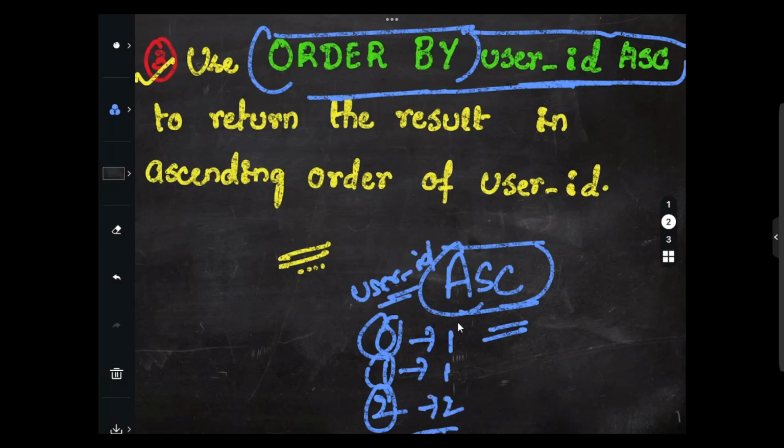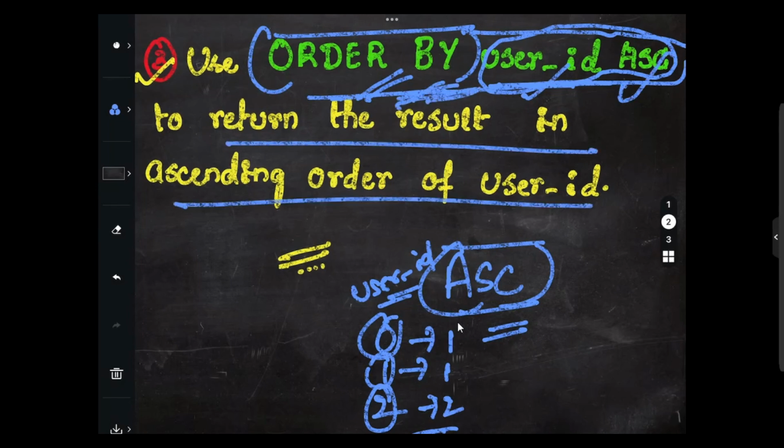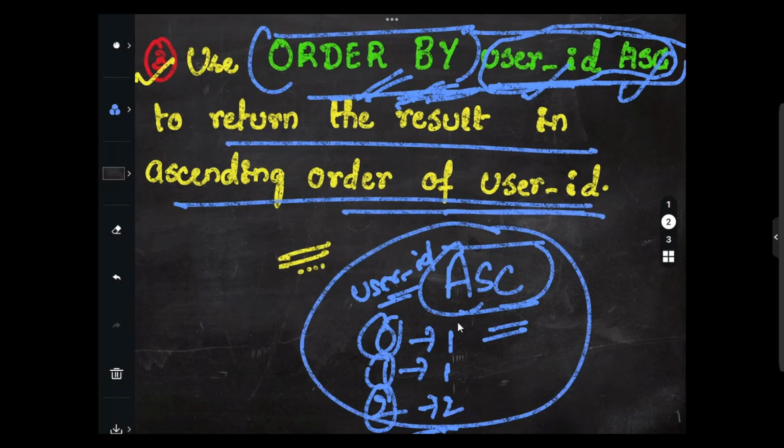That is the reason we will be making use of order by user ID in ascending order. So based on the user ID in the ascending order. I hope this is clear. Simple to understand. Basically, to return the result in the ascending order of user ID. That's what I said, right? So I've clearly shown this here. I hope the approach is completely clear. These are the 3 steps we need to follow, right? Now let's start writing the code.